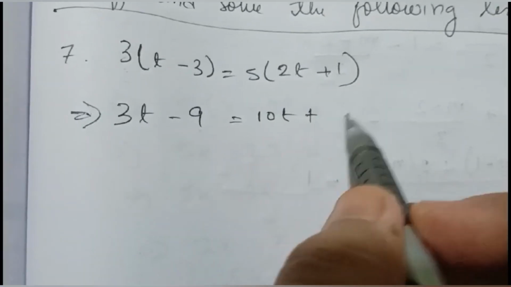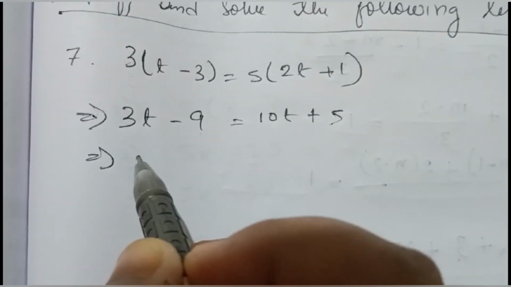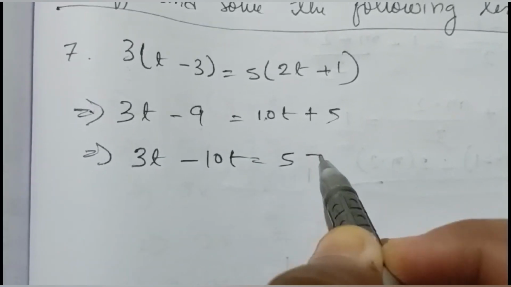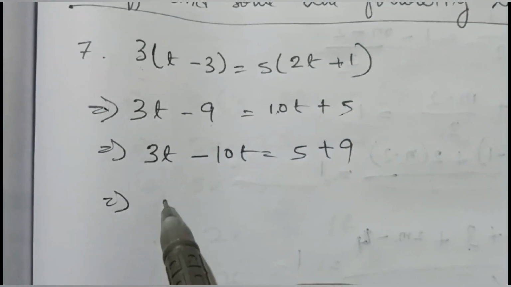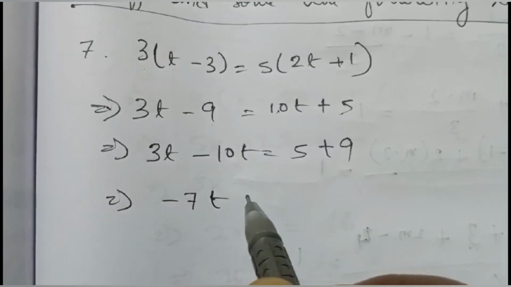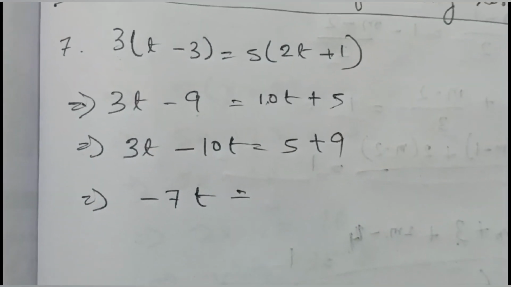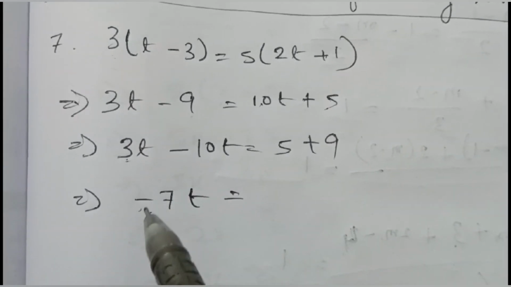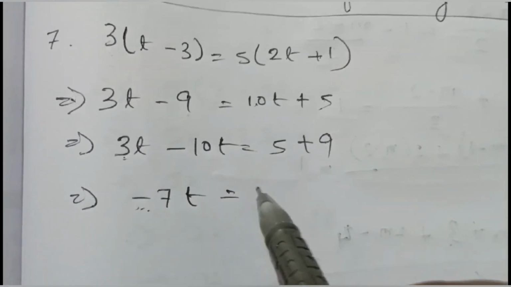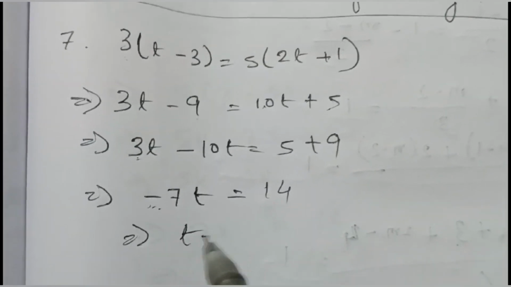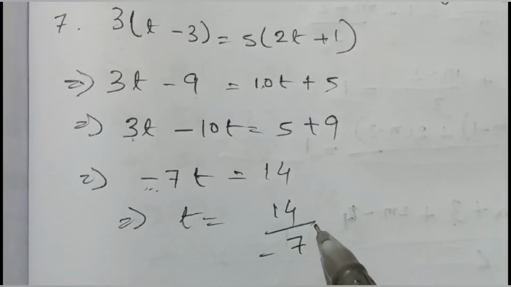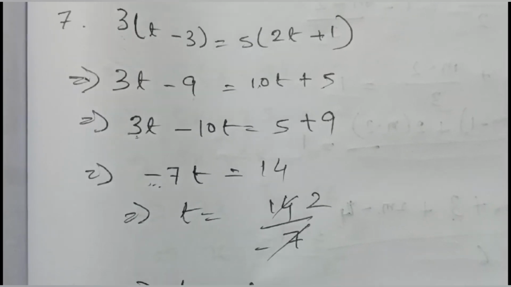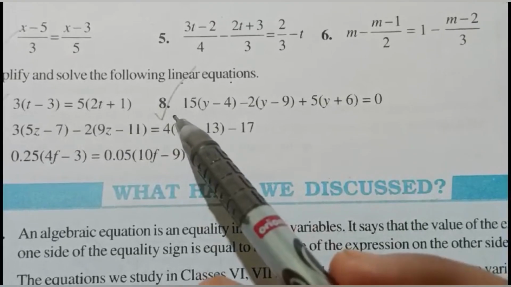T plus then 5. Then t will bring here. This will become minus 10t and this one will come plus. Then this one will become what? Plus 9. So this one will become minus 7t. Yes or no? Because 10 is bigger than 3. That means we have to write here the sign will be minus. Okay, then here this one is 14. Then t is equal to 14 by minus 7. How much? 7 2s are 14. So the answer we got, t is minus 2.